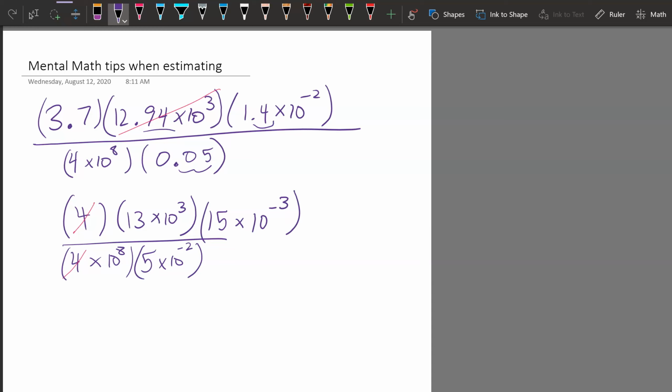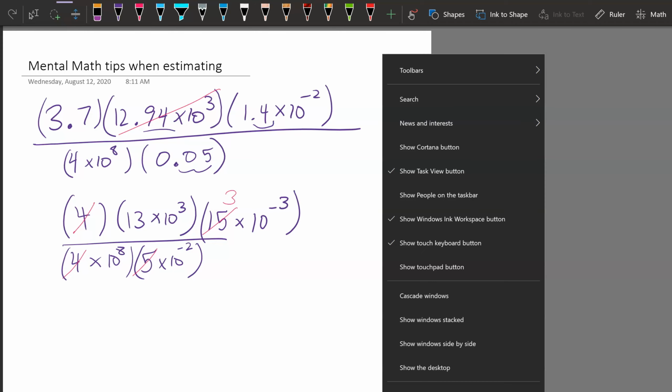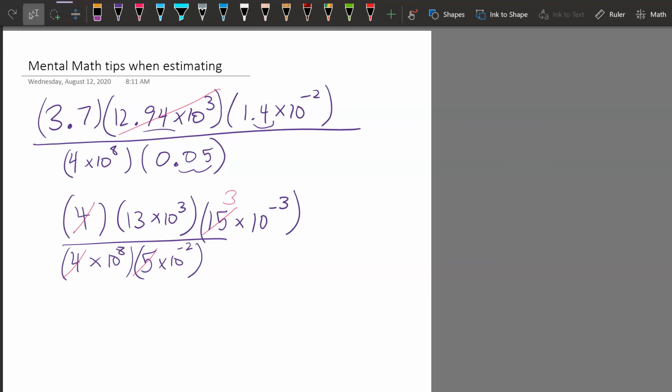Now if I look at this, 15 divided by 5, that's easy to do. That just becomes a 3 up there. So now I've got 3 times 13. That's not too hard to do in your head. If you can do it in your head and it's easy and you don't have to stop and think very long, then do it in your head. You don't have to change everything. So 13 times 3 is 39.